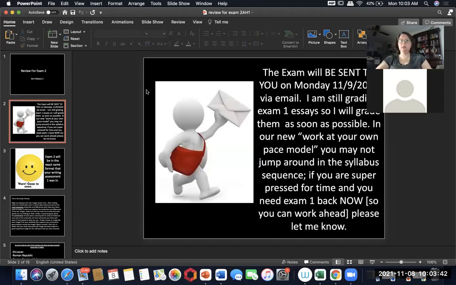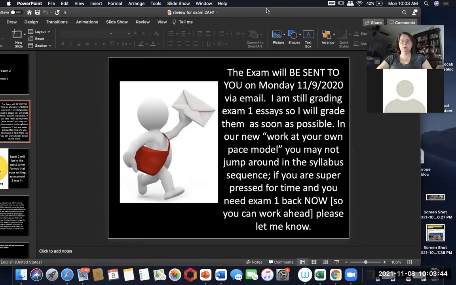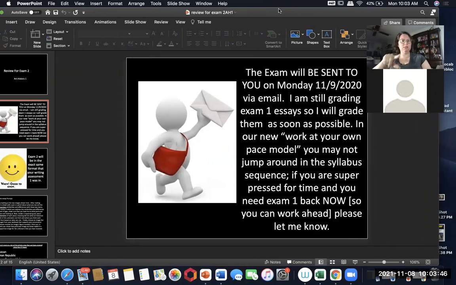The exam. Oops, I'm sorry, I need to edit this one slide. So the exam isn't going to be sent to you. The exam's already posted on Blackboard. It's posted today. I am still grading exam 1, but they will be all done by the end of the day. So you should have a good idea of what you needed to adjust for the next exam. So please take a look at my feedback on the first exam.